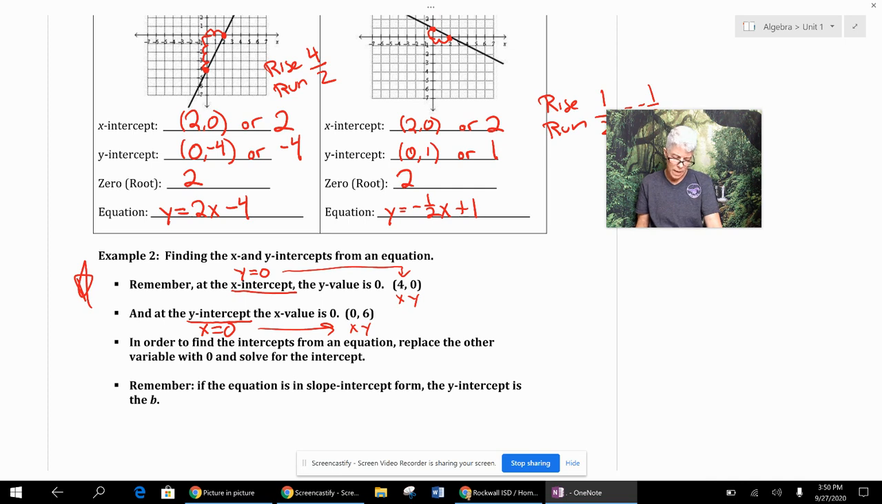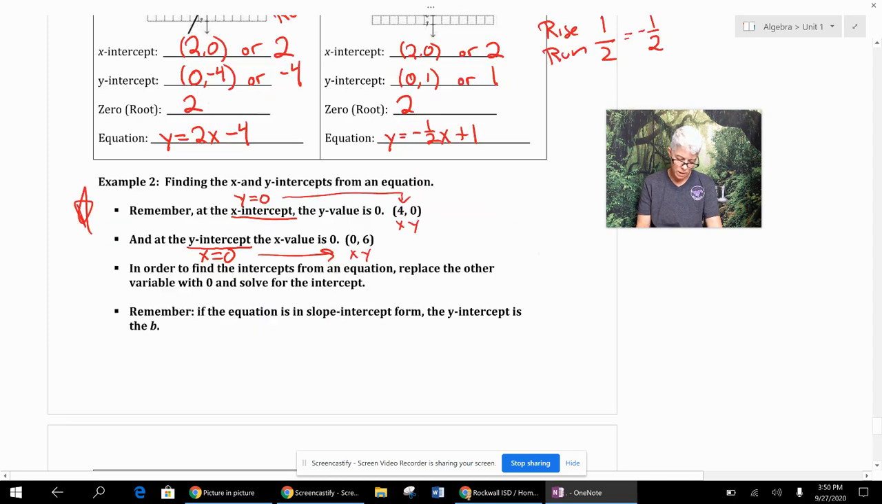All right, in order to find the intercepts from an equation, replace the other variable with a 0 to solve for the intercept. Remember, if the equation is in slope-intercept form, the y-intercept is the b. So let's move on.